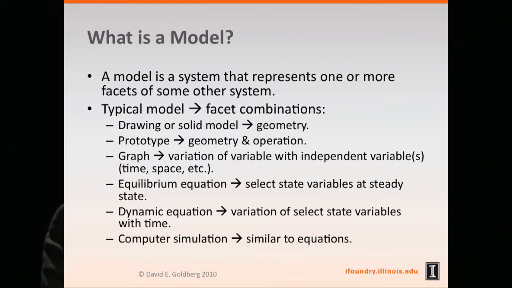A dynamic equation is looking at their variation, and a computer simulation is similar to different kinds of equations in that it can calculate those on a computer numerically. So there are lots of different choices available to us when we talk about a model, but the point is that we're representing one or more facets of some other system when we do modeling.